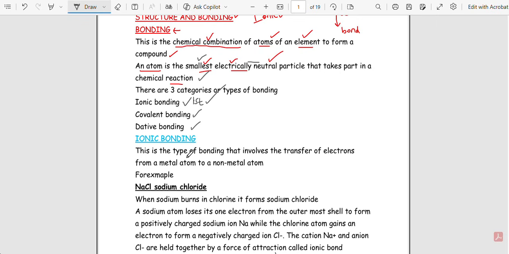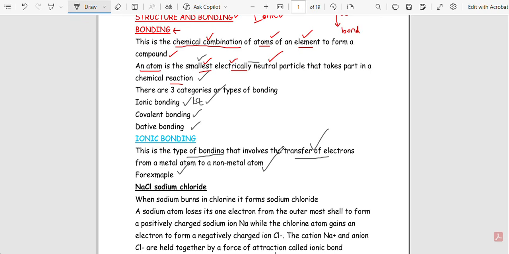So what is ionic bonding? I hear a word, ionic bonding. What is ionic bonding? First and foremost, ionic bonding is a type of bonding that involves the transfer of electrons.